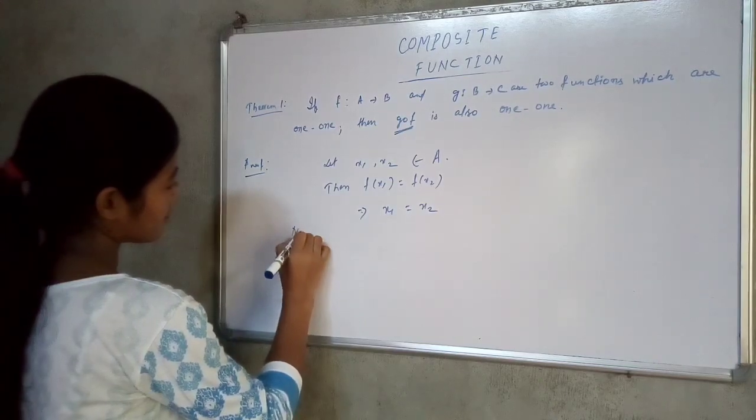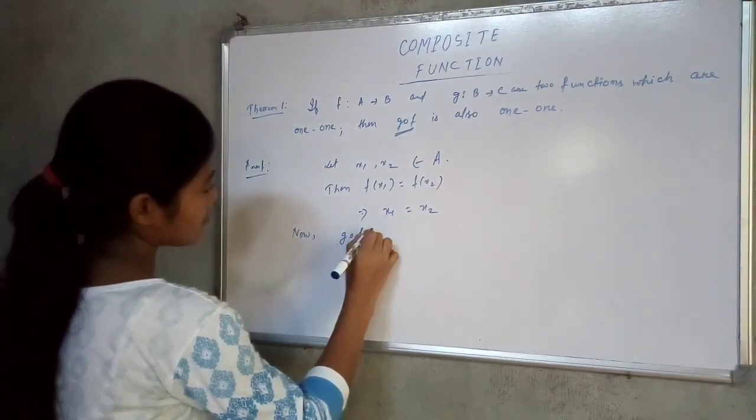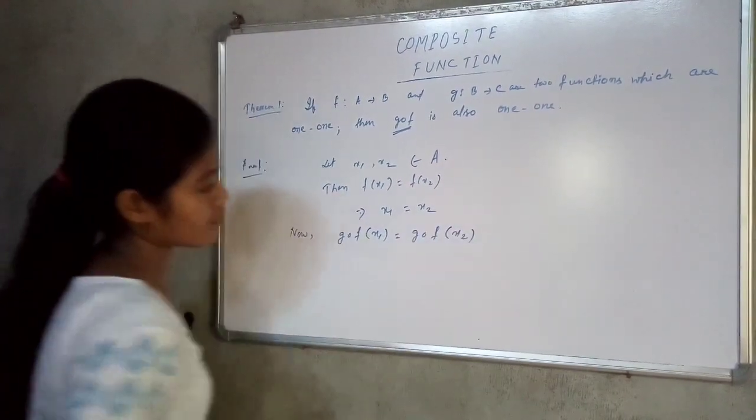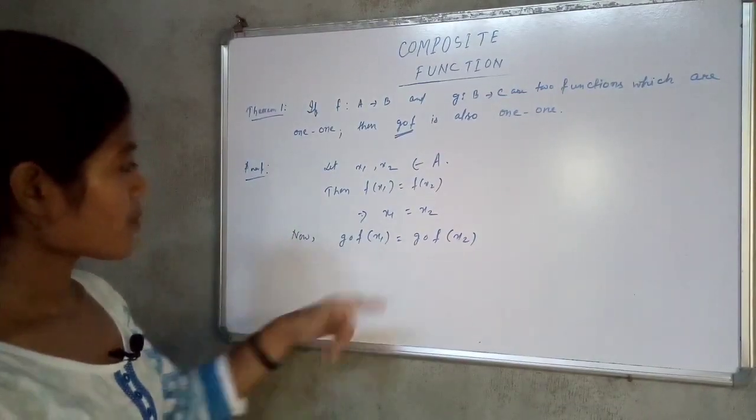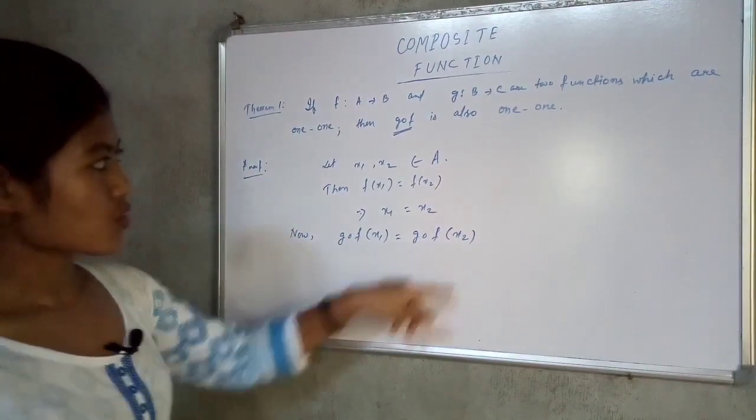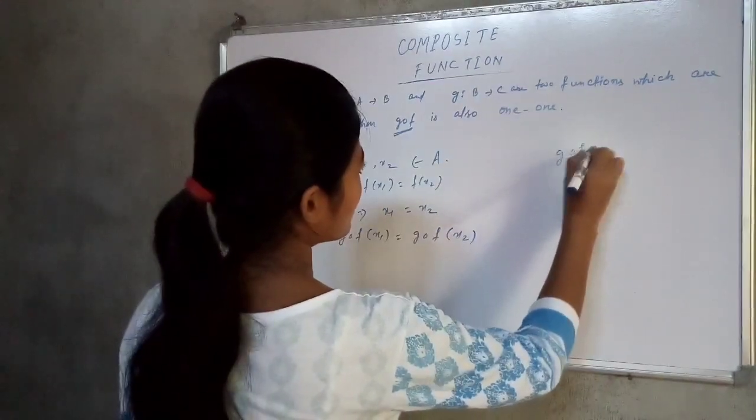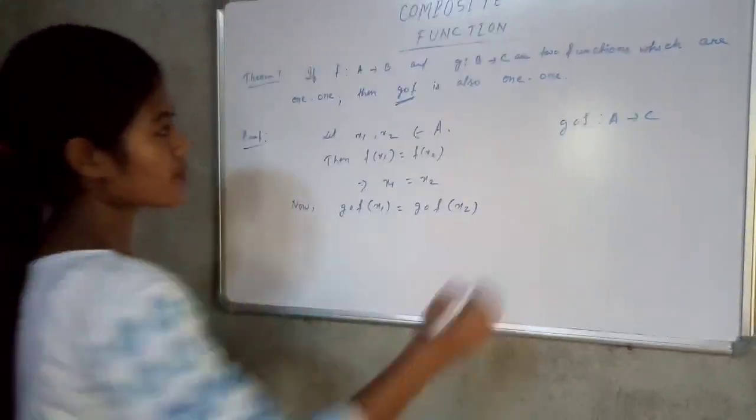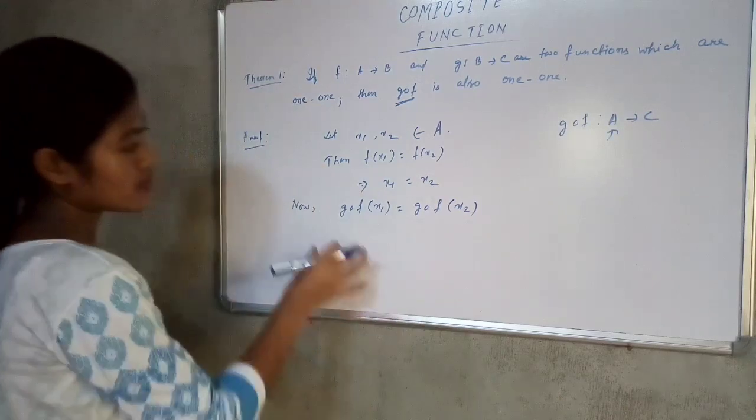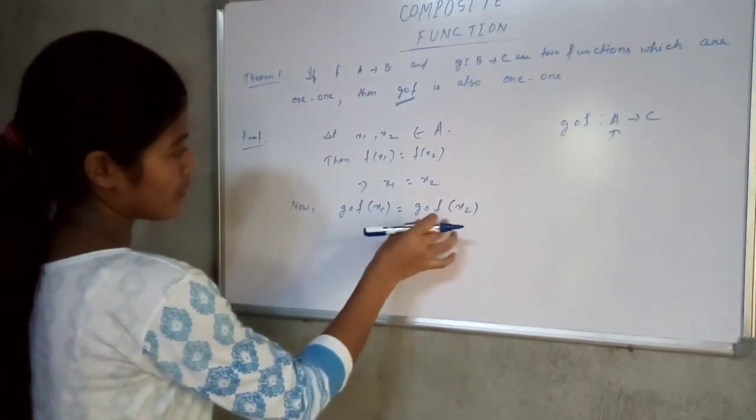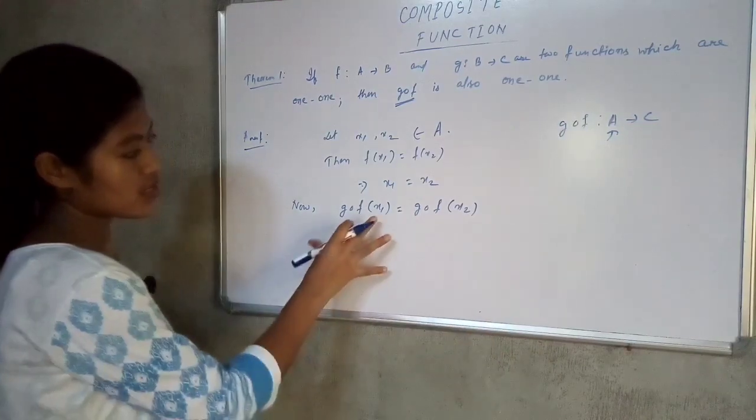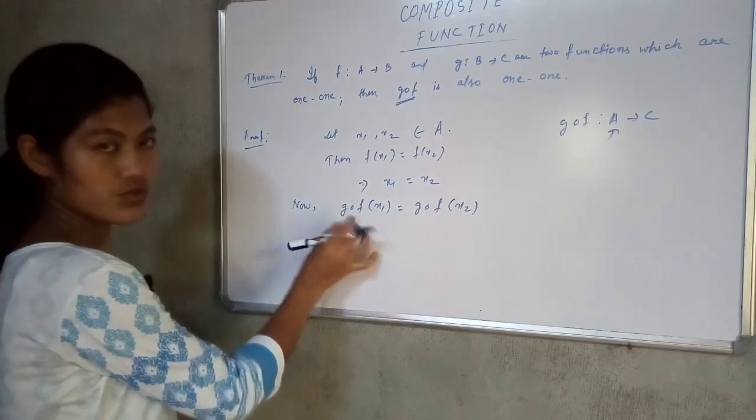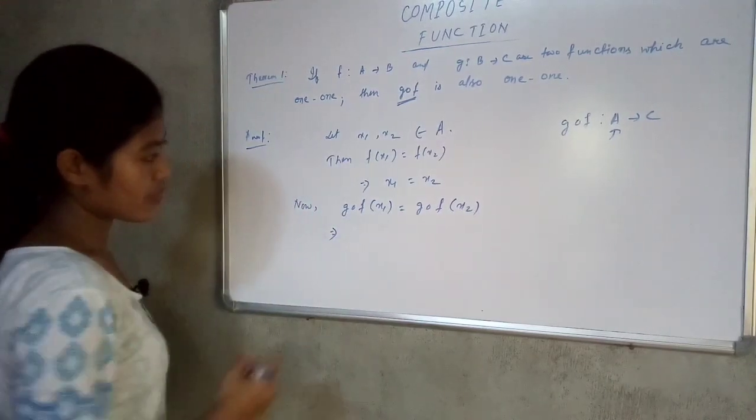Now, suppose g naught f of x1 equal to g naught f of x2, where x1 and x2 are two elements from the domain set A. If we can show that these two elements x1 and x2 are equal, then we can say that g naught f is 1-1. So proceeding in this way.